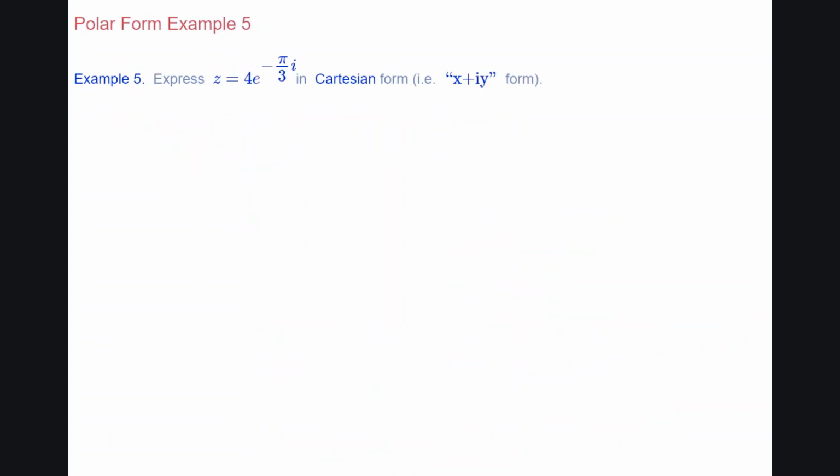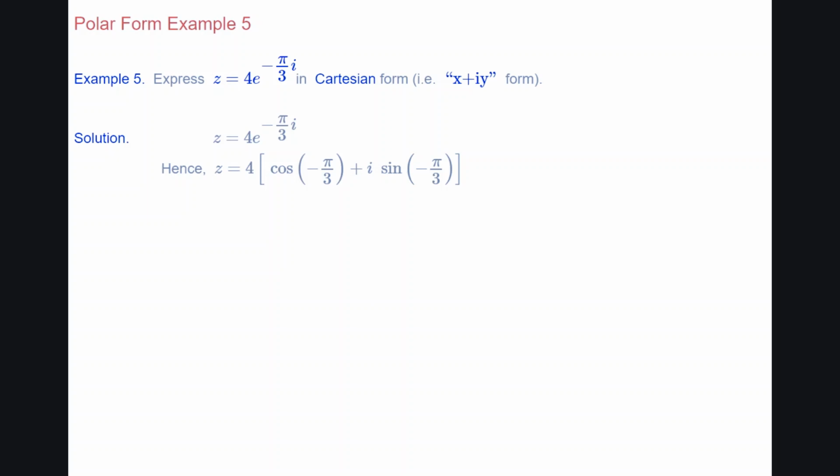Example 5, we'll take a complex number in polar form and convert it back to Cartesian form. Our example will be to express z equals 4 times e to the minus pi on 3 i in Cartesian form. Now we know that e to the i theta can be written as cos theta plus i sine theta. So therefore we have that z, which is equal to 4 times e to the minus pi on 3 times i, can be written as z equals 4 times all of cos minus pi on 3 plus i sine minus pi on 3.